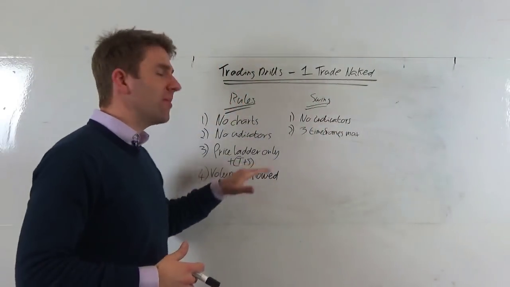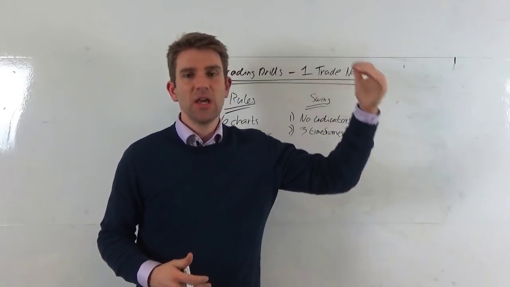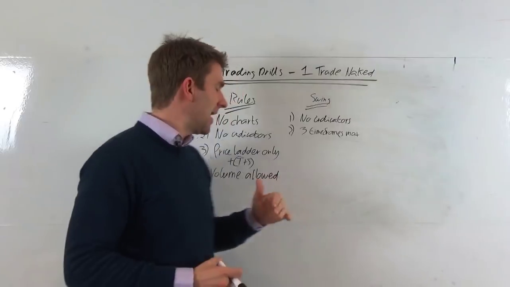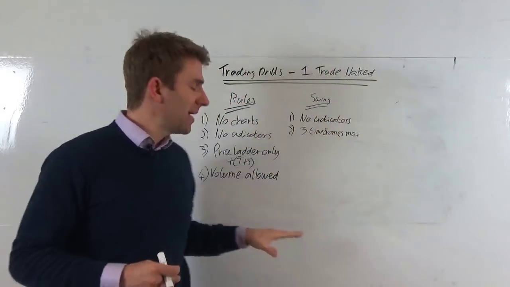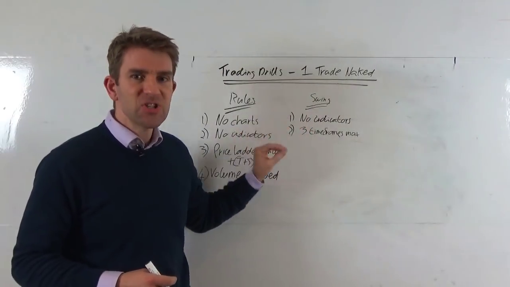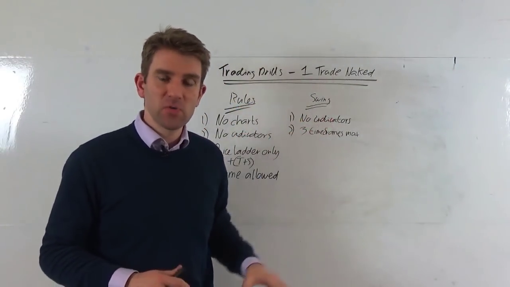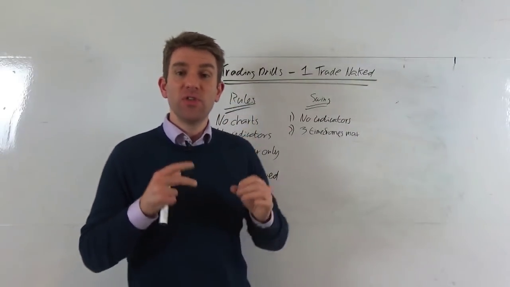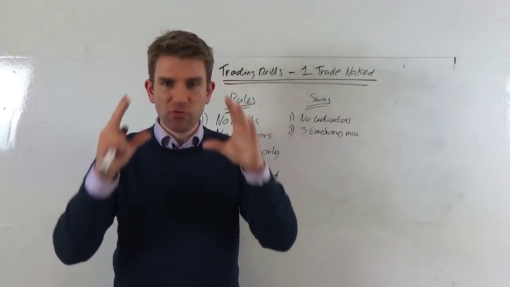You're allowed to have time and sales. You can see the volume coming through, the price, the time, and whether it was traded on the bid or the offer. Volume is allowed, so you can see the volume stacked up. If you want to use a histogram on the side of your market depth, that's fine as well, but no charts. The idea of this is you're purely looking at price.